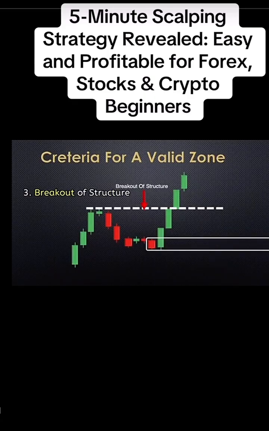The third factor is the breakout of structure. When identifying strong supply or demand zones, look for moves that break through key levels of market structure, such as previous highs or lows. A breakout of structure signals that smart money is behind the move, as they push the market beyond these levels to trap retail traders and trigger their stop losses. When the market breaks through structure, it's not just a random move, it's a clear sign that institutions are driving the price action, creating a strong zone. These breakouts indicate a shift in market dynamics, and they provide you with high probability trading opportunities.